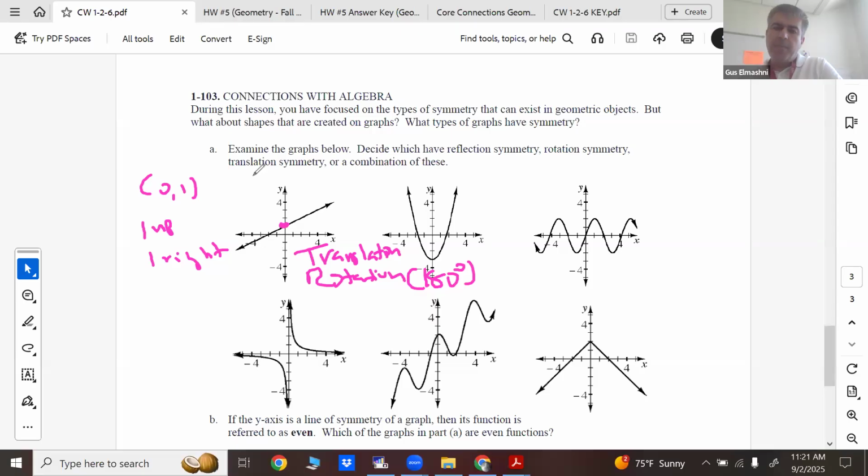What if I reflect about a line that's perpendicular to it and still get back to the same thing? Yeah, I can. If I took a dashed line here and reflected every point across that, yeah. So it has reflection symmetry also. Yep. So it has translation, rotation, and reflection.